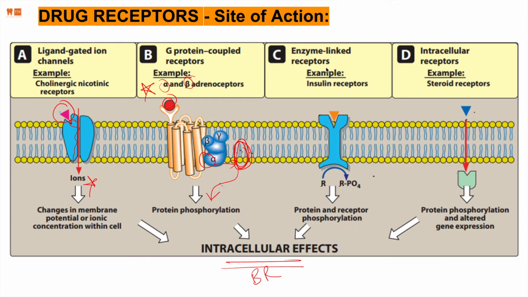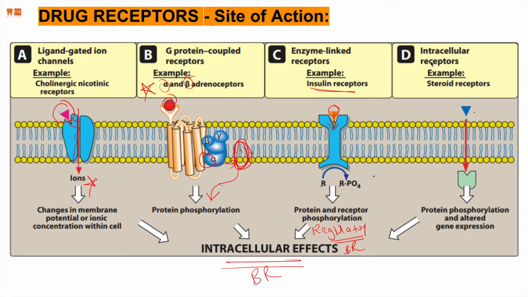Third ones were enzyme-linked receptors. Remember the surface proteins. So this receptor here has insulin, for example, sitting on insulin receptors, the surface proteins, right? That causes an interaction within the cell. This is protein and receptor phosphorylation. That causes intracellular effects. Remember, these intracellular effects were known as regulatory biologic responses. Regulatory. Insulin causes regulatory effects.